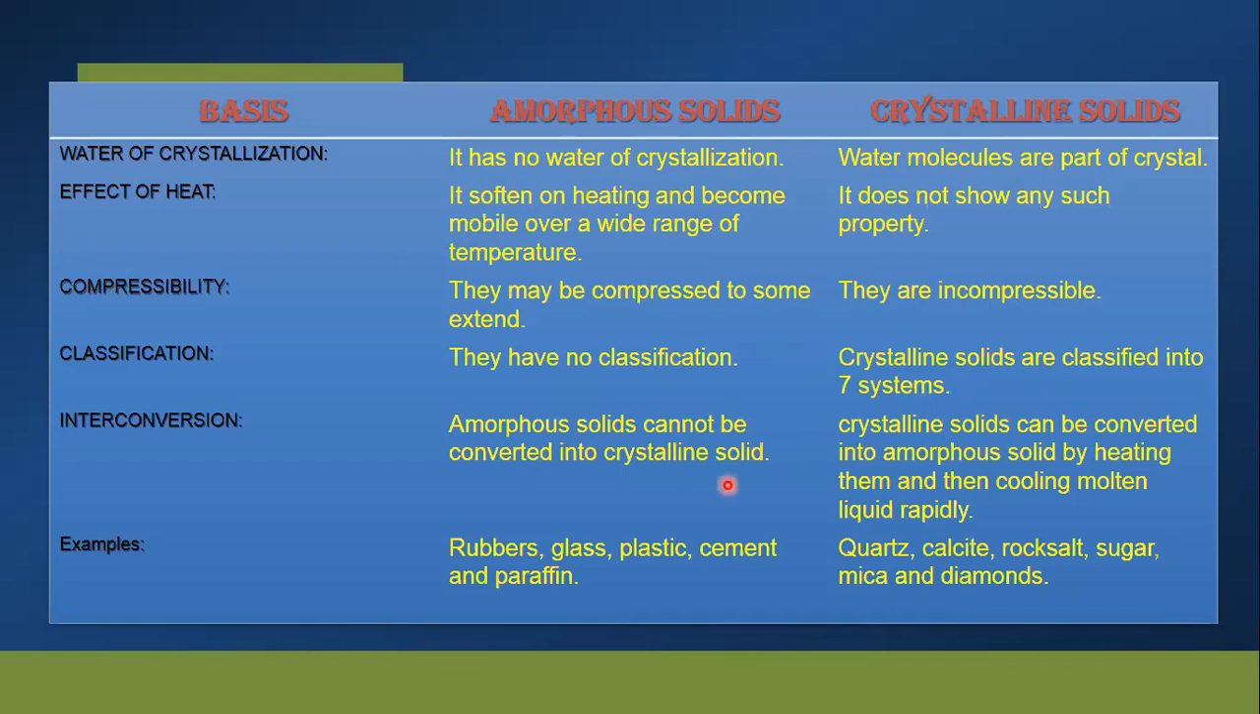Amorphous solids cannot be converted into crystalline solids. Crystalline solids can be converted into amorphous solids by heating them and then cooling the molten liquid rapidly. Examples of amorphous solids are rubber, glass, plastic, cement, and paraffin. Crystalline solids have examples like curds, calcite, rock salt, sugar, mica, and diamond.